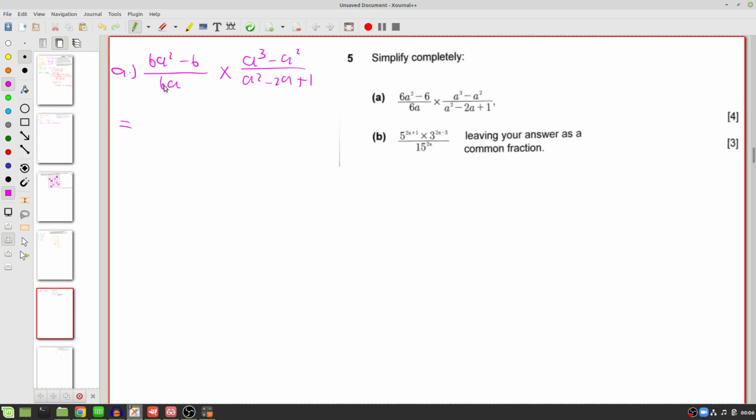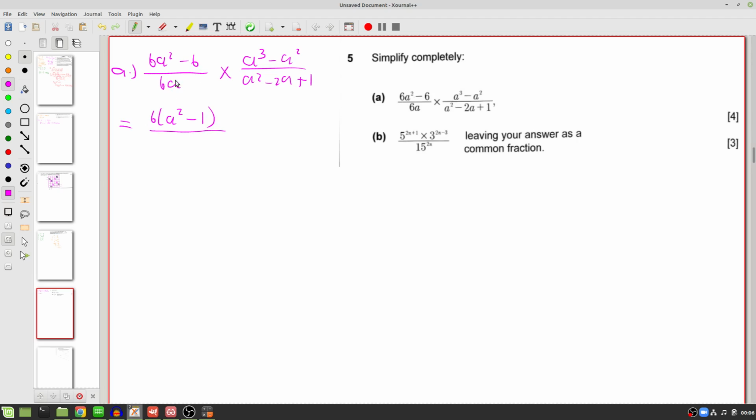If we're simplifying algebraic fractions, we want to factorize every little part that we can, because that'll make our life a lot easier going forward. So first, this top left part. Can we factorize this? Yes, we can take out a common factor of 6. We take a 6 out there, a squared. Take a 6 out here, minus 1.